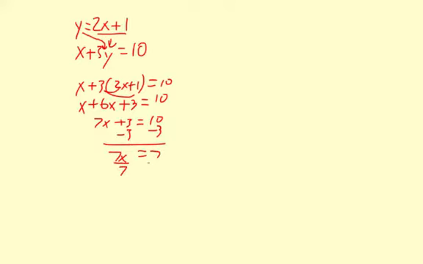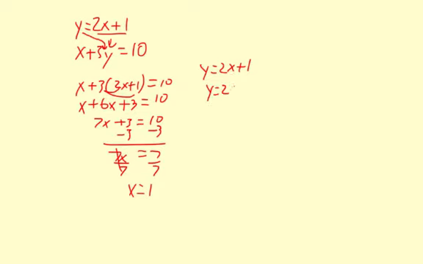Divide both sides by 7. x equals 7 divided by 7, which is 1. Okay, so now I know the x value. I can use an equation up above to find the y value. I'm going to use equation 1 because it's already solved for y. That'll be really easy. So y equals 2x plus 1. So I'm going to substitute the x value that I know in here.